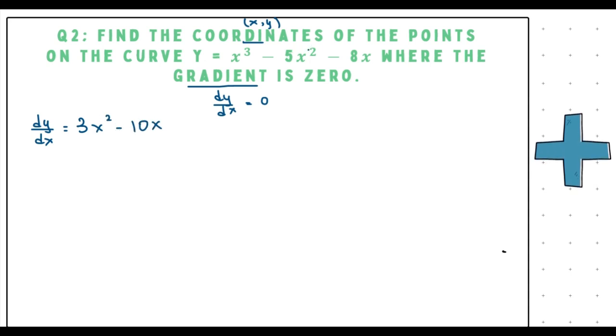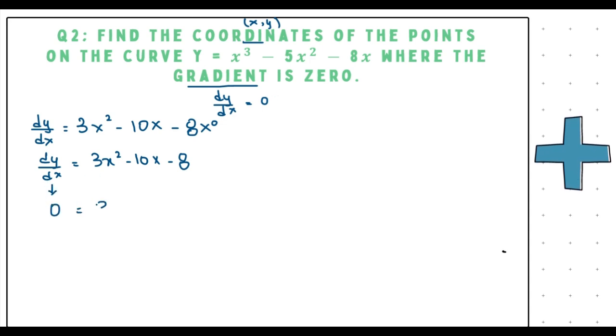So 3x squared minus 10x minus 8x raised to power 0. I am just writing 0 to avoid confusion if you have any, and then I'll write it in simplest form. So it would be 3x squared minus 10x minus 8. Okay, after this we know the question has provided us the dy by dx value, which is 0. So let me write 0 in place of dy by dx. So this would be 3x squared minus 10x minus 8 equals 0.